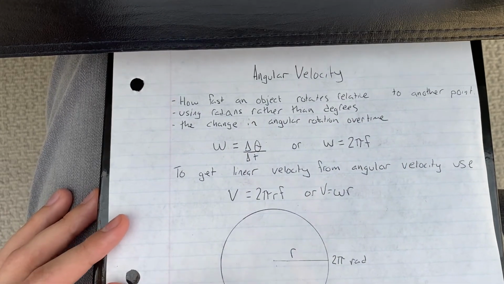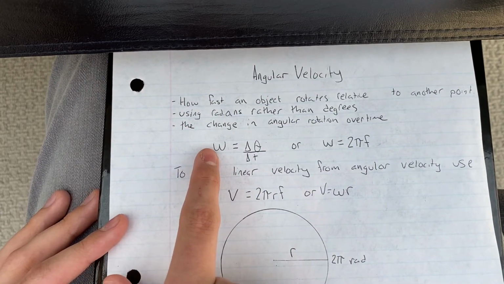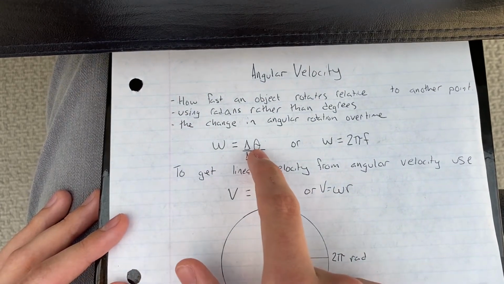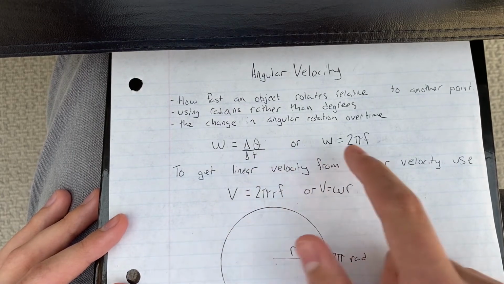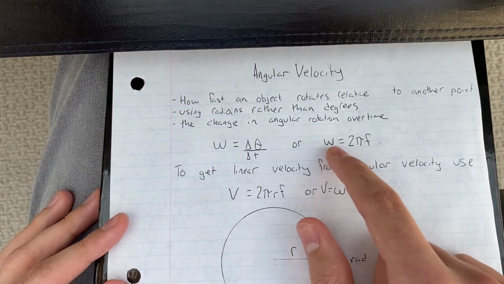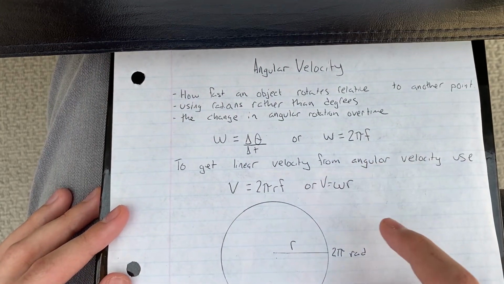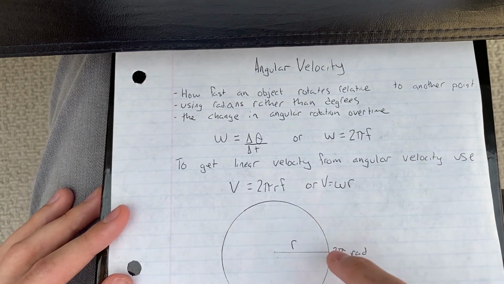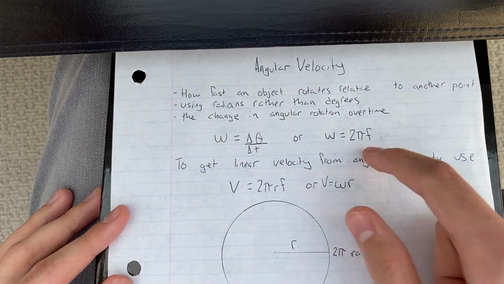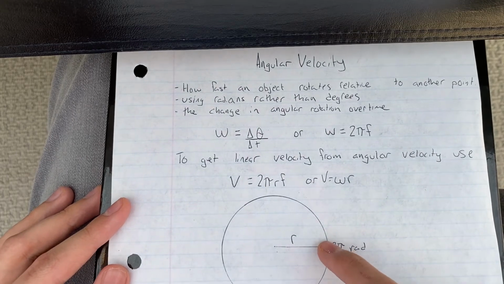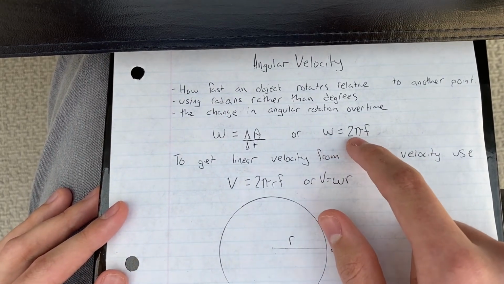So our formula is angular velocity, represented by omega, is equal to delta theta, which is measured in radians, over time. And we can also say that omega is equal to 2 pi times the frequency, which makes sense because 2 pi is how far one rotation is on the circle, and frequency is how many times that object rotates per second. So we get the speed in radians per second.